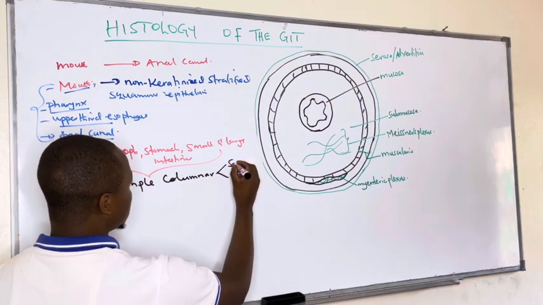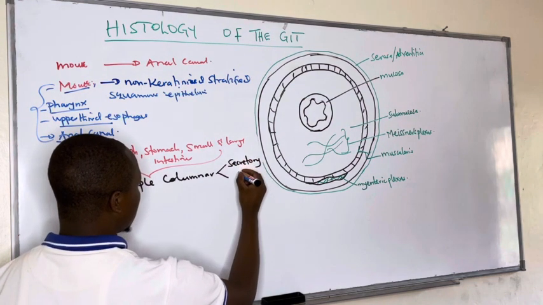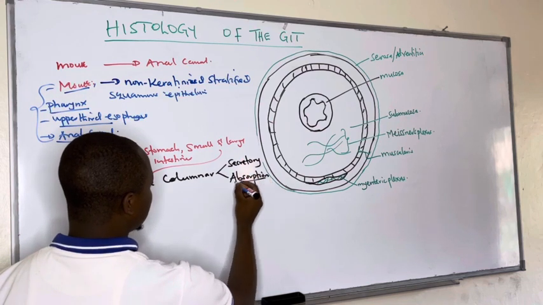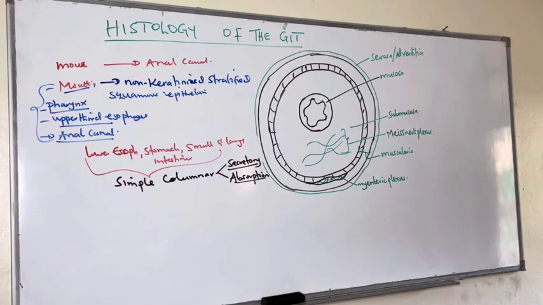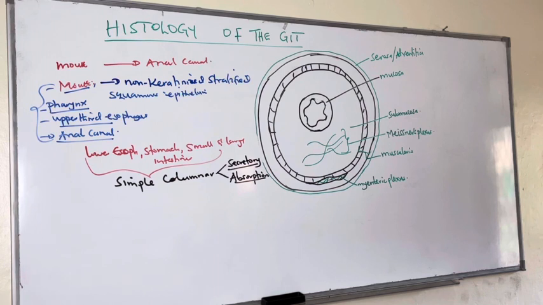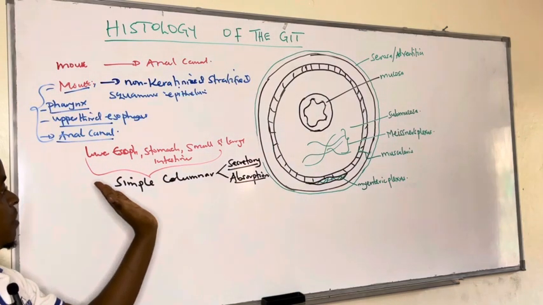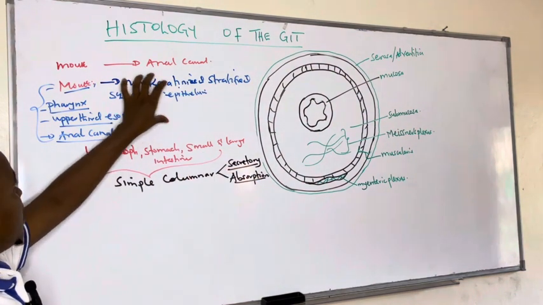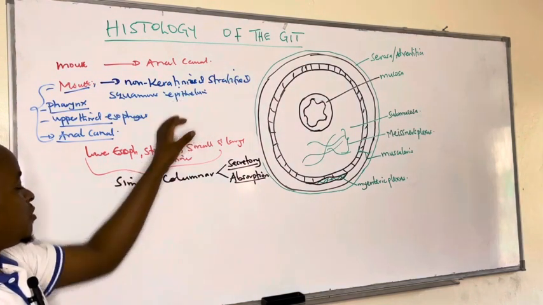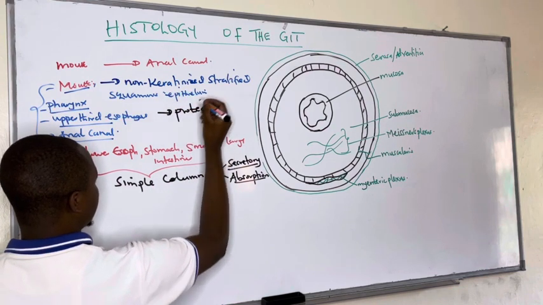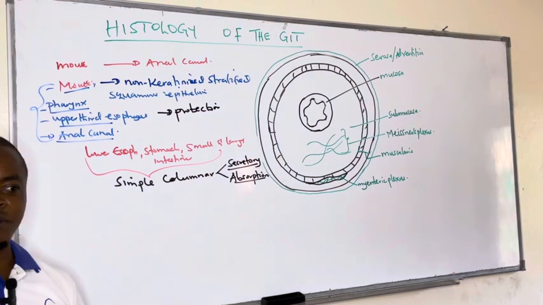That is the secretory role, and it can also do the work of absorption. So these are the two major roles of simple columnar epithelium, whereby it has secretory cells that secrete GIT secretions like the gastric juice and the pancreatic juice, whereas it can also do the work of absorption. Then for non-keratinized stratified squamous epithelium, its major role is protection. That is what we can say about the epithelial lining.